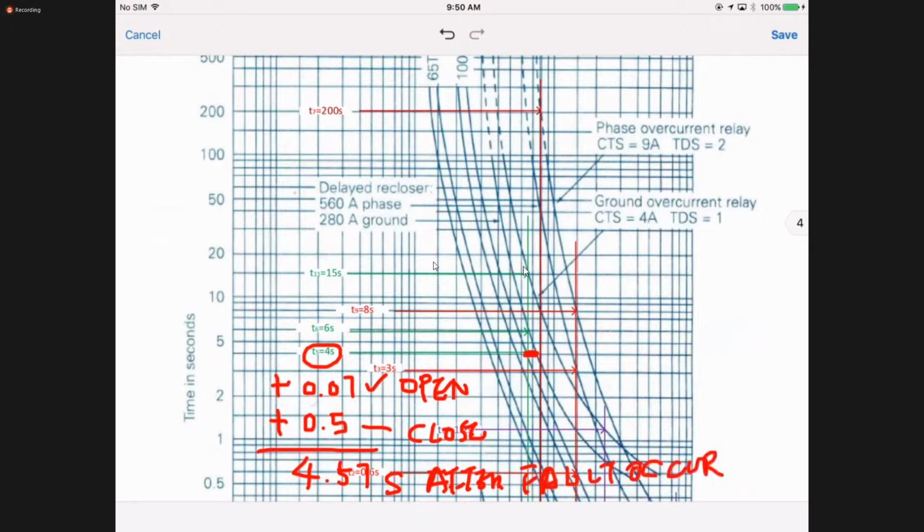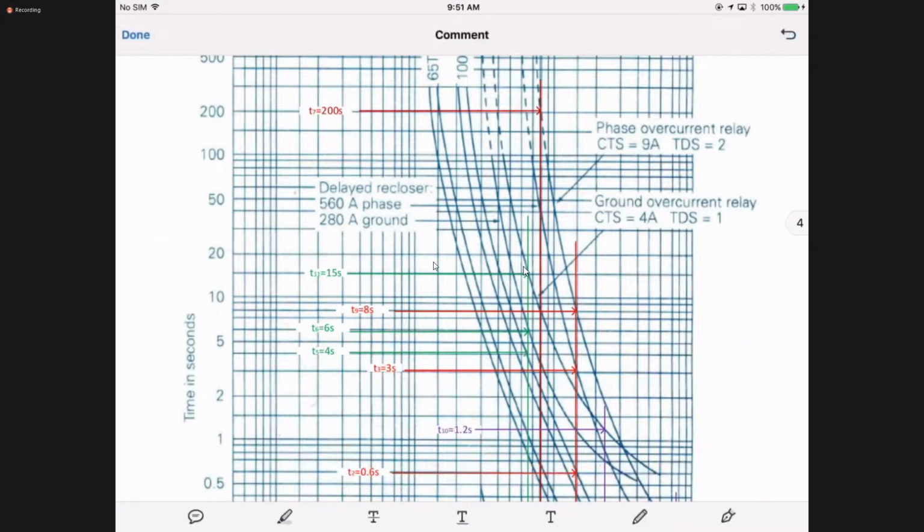Okay, again, try to read the question. Don't pre-program your solution. Okay, this is the answer, but keep yourself open. Read the question. If it says 0.6, then this is 4.67 seconds.